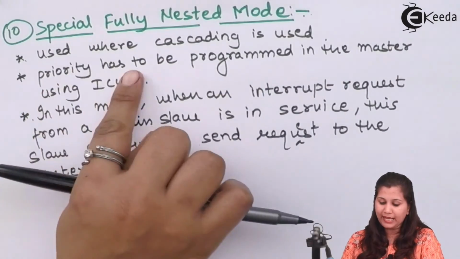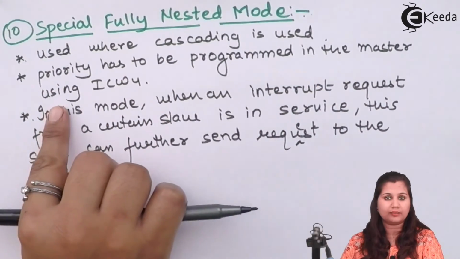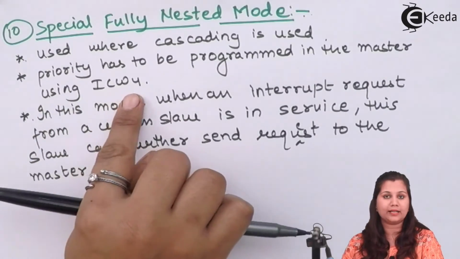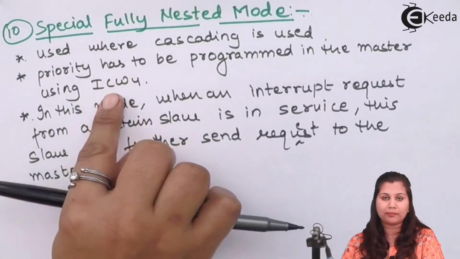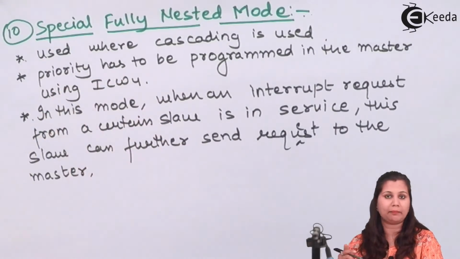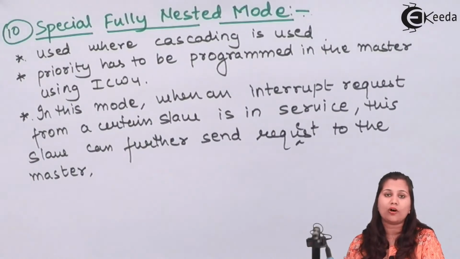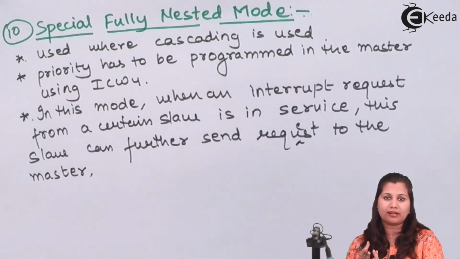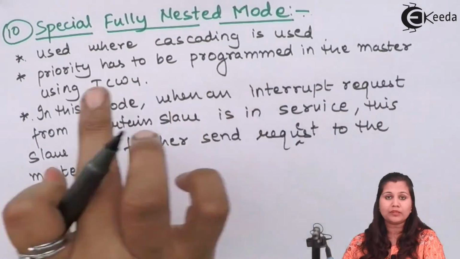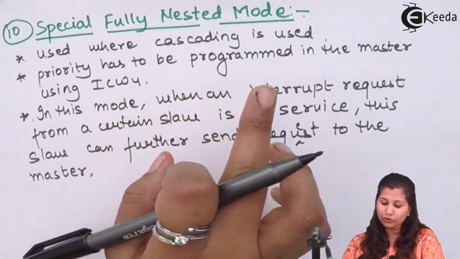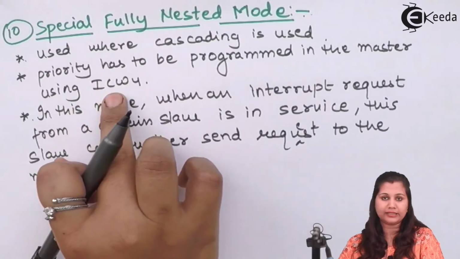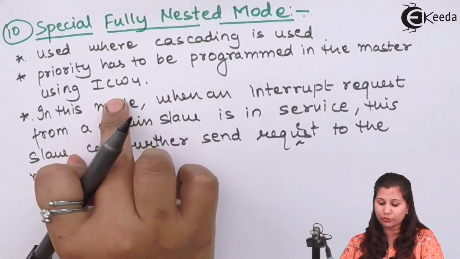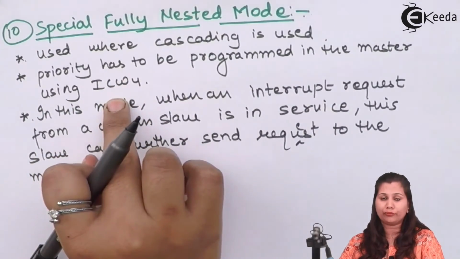Now the priority has to be programmed in the master 8259 IC using ICW4. This initialization command word four is used to decide the priority among the interrupt requests of the master 8259 IC, because various slave ICs are connected to it. Which slave IC has the highest priority and which has the lowest has to be decided for the master IC, so we can use the initialization command word four to decide the priorities.